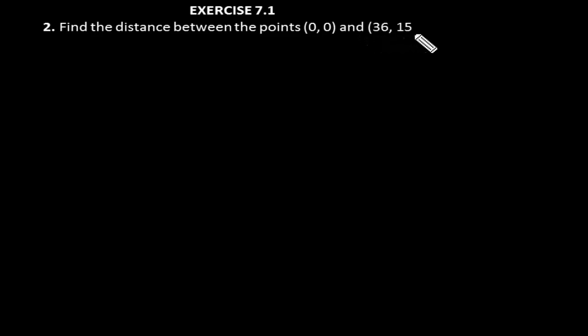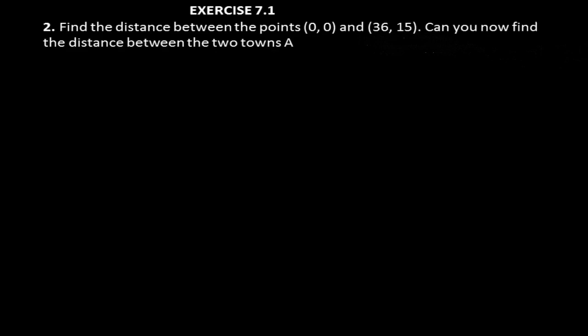Hi students, in this video I am going to explain exercise 7.1 problem number 2. Find the distance between the points 0, 0 and 36, 15. Can you now find the distance between the two towns A and B discussed in section 7.2? This is what is given in the problem. First we have to find the distance between these 2 points. Then we have to find the distance between the towns A and B discussed in section 7.2, which is given in the textbook. Solution.